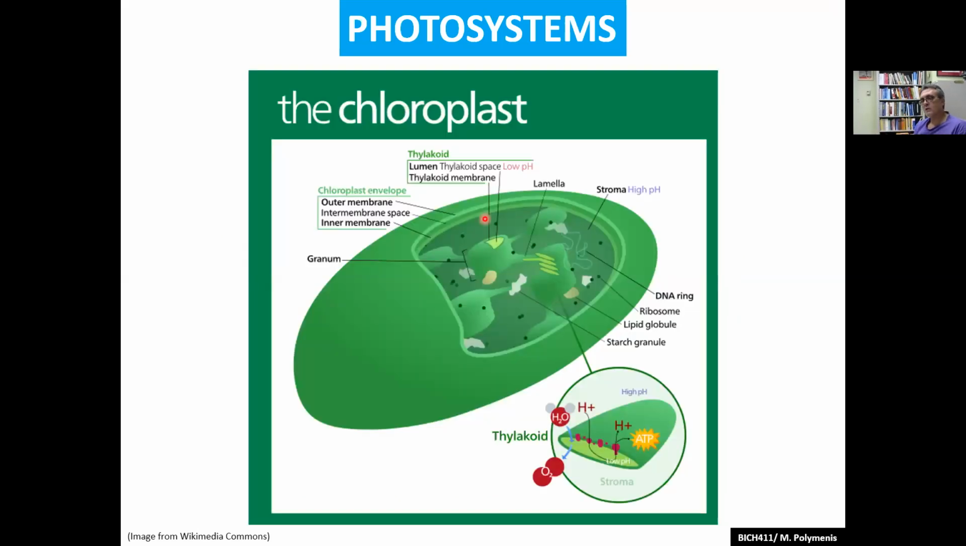A better view of the chloroplast is here in this schematic. It's a membrane-bound organelle. So here we are again with membranes. And you have a big sac here, and in it you have the stroma, which has a high pH. High pH means low concentration of protons. The lower the pH, the higher the concentration of protons.